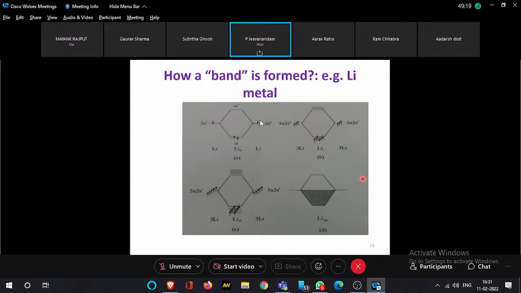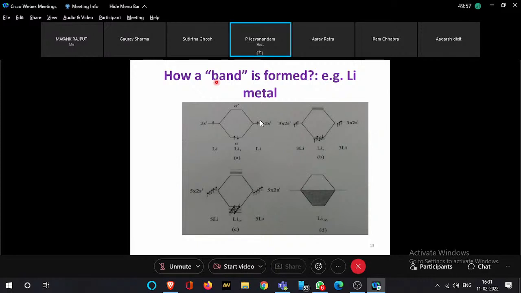Now, there is something called a band that we talk about all the time. I am sure you have come across this band terminology in semiconductor physics. Valence band and conduction band you would have studied. You would also have studied that a metal doesn't have a band gap. A semiconductor does have a band gap. And what about an insulator? An insulator has a band gap, but it is very, very large.